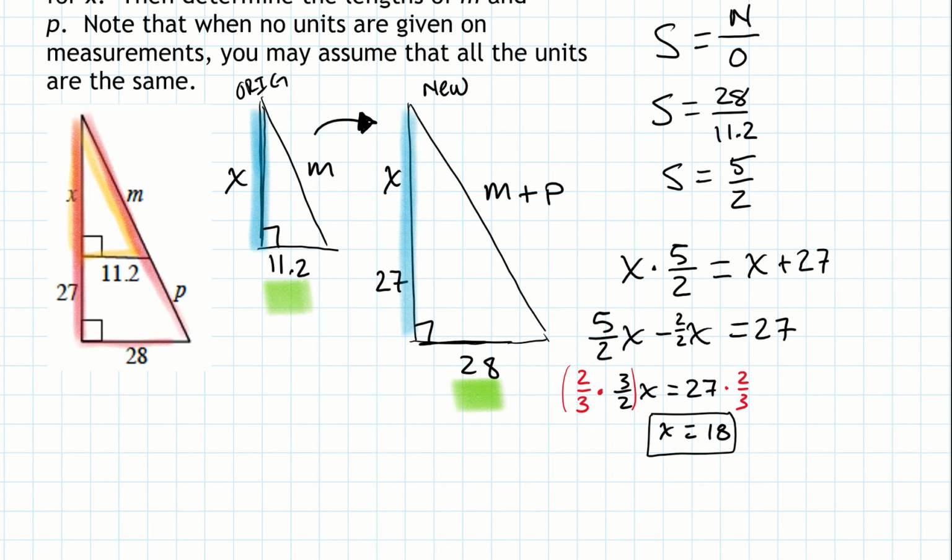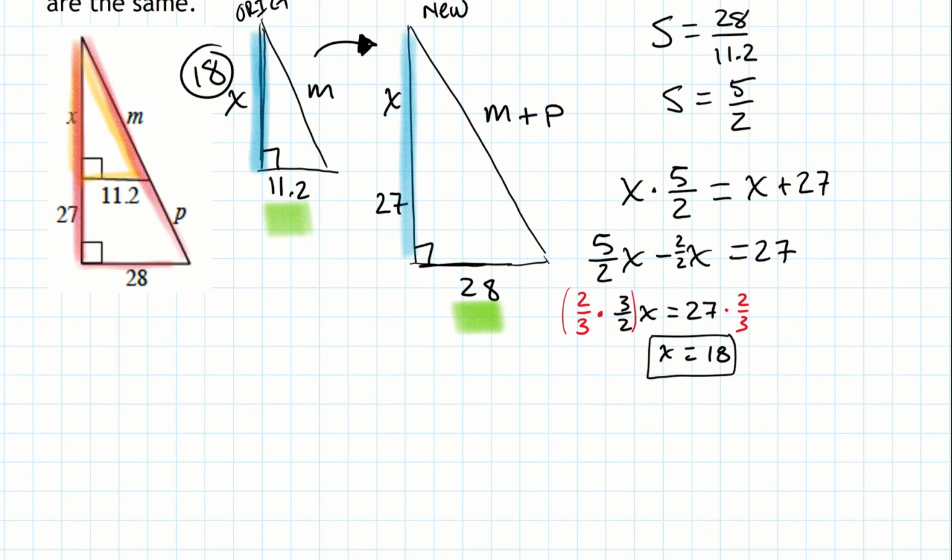So the big idea still here is that once I know the scale factor, I can take one of the original dimensions, multiply by that scale factor, and get the new. I could do something to go from m to m plus p, but I would have two variables. So I want to figure out what m is first, and I can, using the Pythagorean theorem on this triangle, because we now know that this x is the number 18.